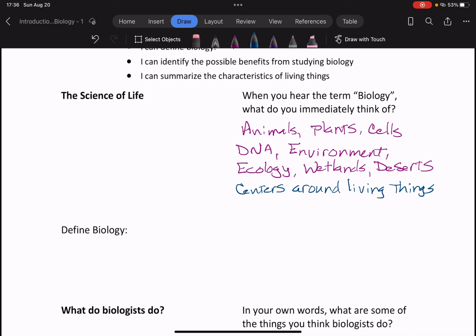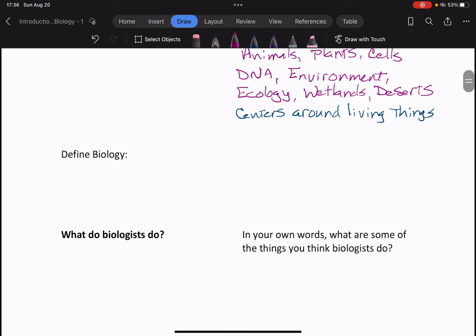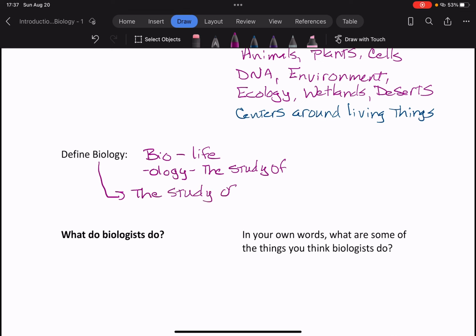Now let's look at biology and define these terms. We're going to make a definition. You might already know it, but the term bio just means life, and anytime you see that word bio, it always has something to do with life. The other part is ology, O-L-O-G-Y, the suffix, and that means the study of. You put the two together, and biology is the study of life. That's all biology is: the study of life. Everything living.